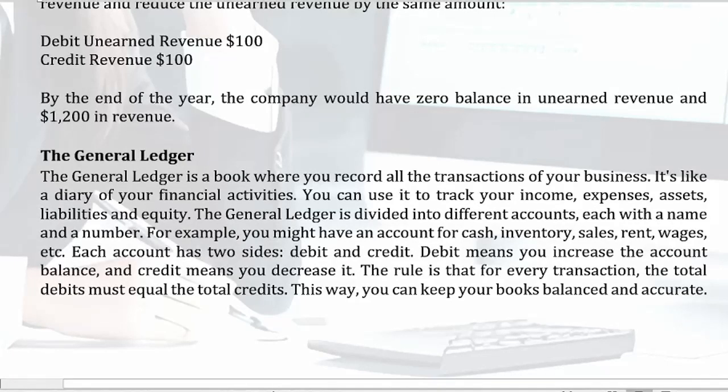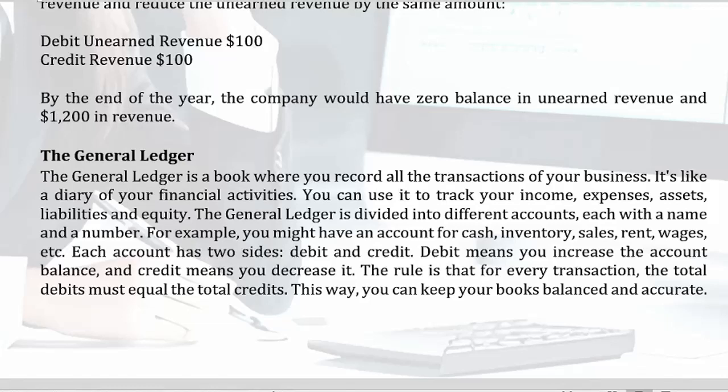The General Ledger. The General Ledger is a book where you record all the transactions of your business. It's like a diary of your financial activities. You can use it to track your income, expenses, assets, liabilities, and equity. The General Ledger is divided into different accounts, each with a name and a number. For example, you might have an account for cash, inventory, sales, rent, wages, etc.